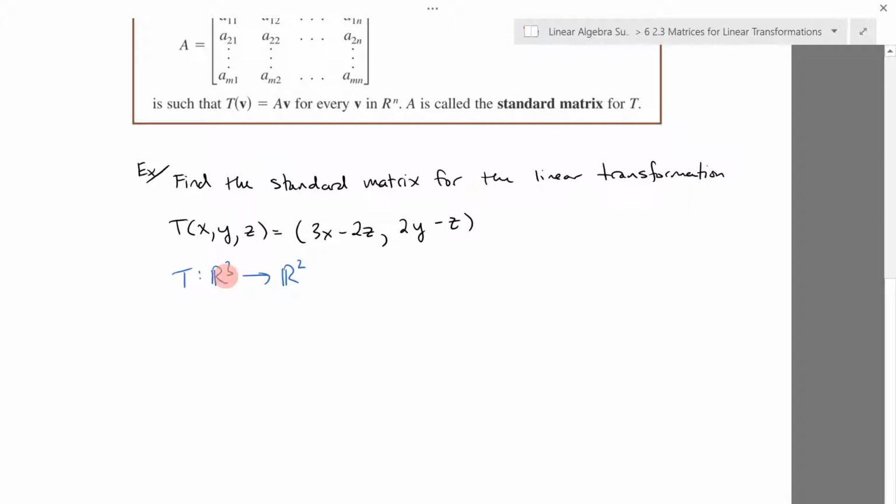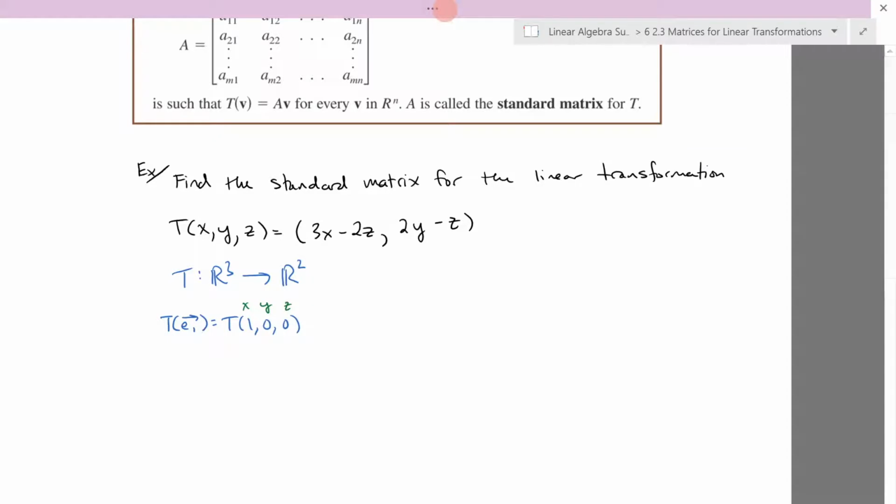Okay, so we need to transform each of the basis vectors in R3. We do them one by one, right? So first E1 means transforming 1, 0, 0. This is x, this is y, this is z. So we just plug it into the transformation and calculate. 3 times 1 is 3, and then this doesn't have an x term, so here it's just 0 minus 0, which is 0. So I get the vector 3 comma 0, but we want to write it as a column vector, so I write it like this.